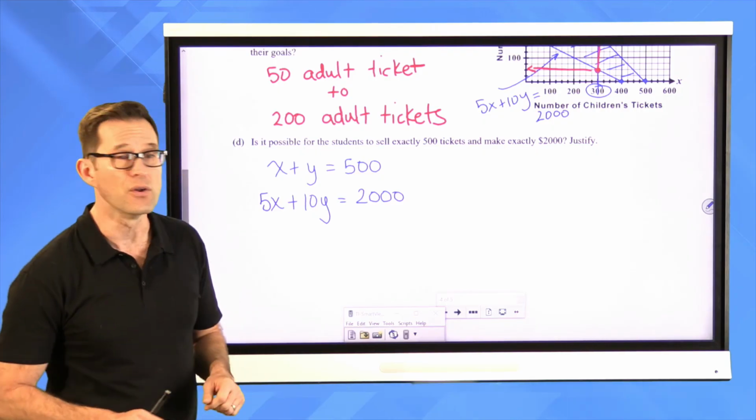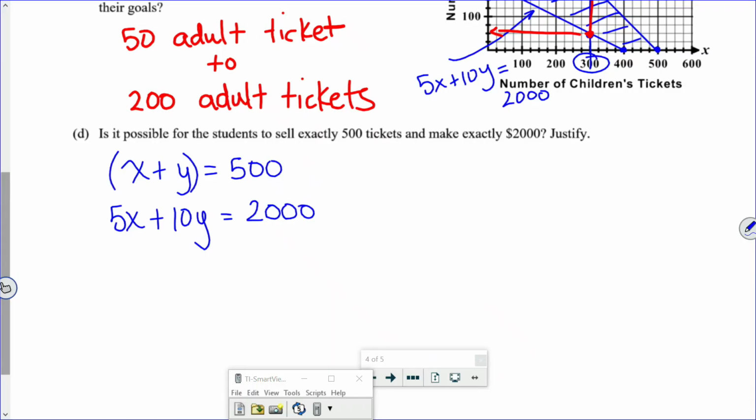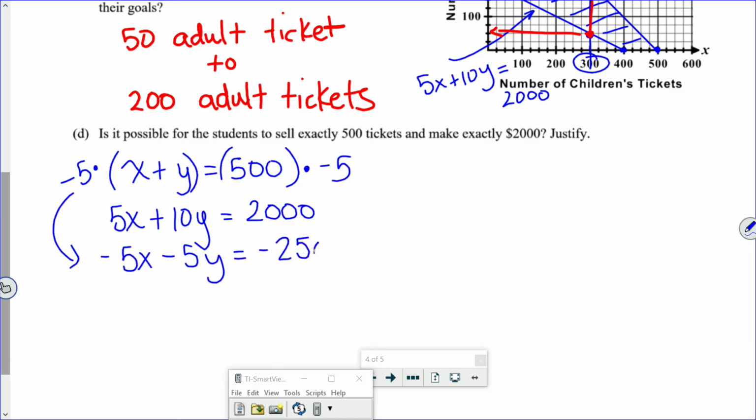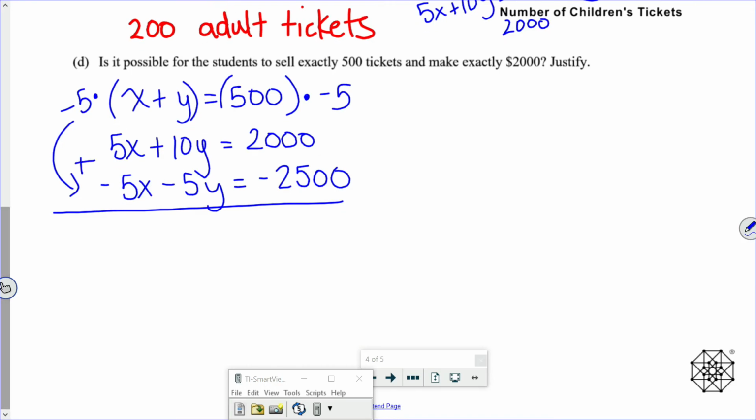So I'm going to take this first equation and multiply both sides of it by -5. And when I do that, I'll write that new equation down here. That's going to be -5x minus 5y is equal to -2,500. So far so good. When I add these two together to eliminate the x's, we'll get 5x plus -5x, those will be gone. 10y plus -5y is 5y, and 2,000 plus -2,500 is -500. I'll divide by 5 on both sides, and I'll get y is equal to -100.